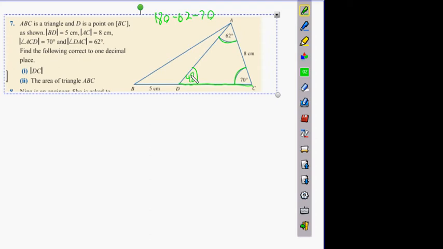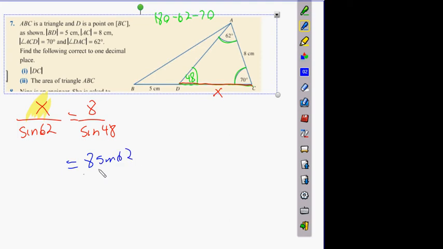Now, I'm asked to find DC, which I'm now going to colour in red. DC I'm going to call X. So what rule should I use here? We always start off with the sine rule, don't we? So X over sine what? 62. Equals 8 over sine 48. The whole goal of the question is to get the X on its own. What do you do then? 8 sin 62 over sin 48. And what do you get? 9.5 meters.